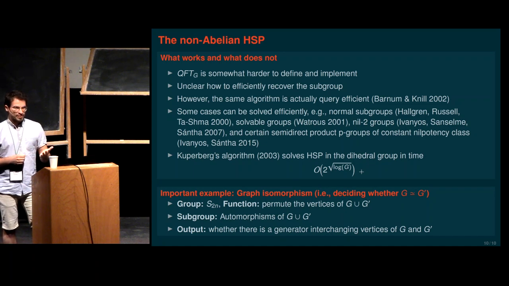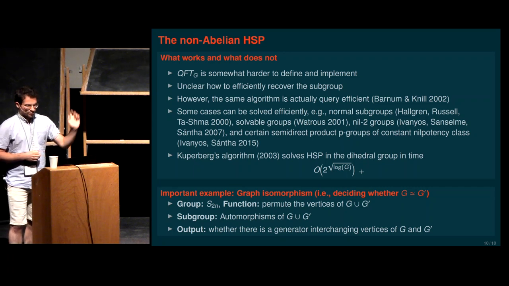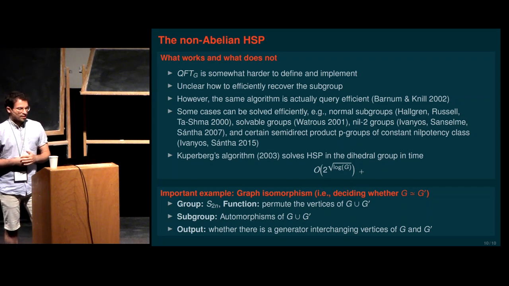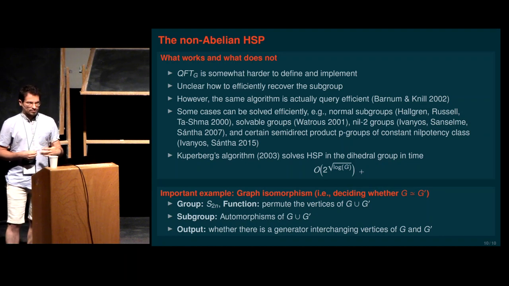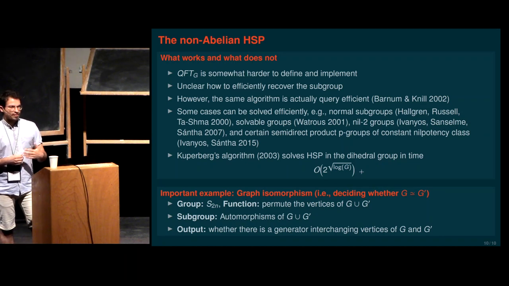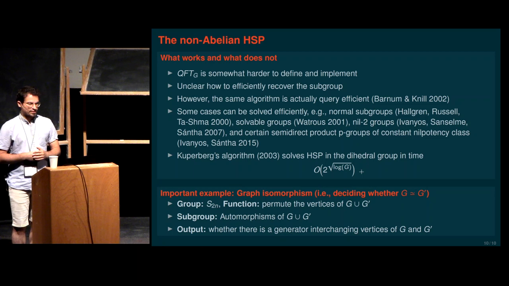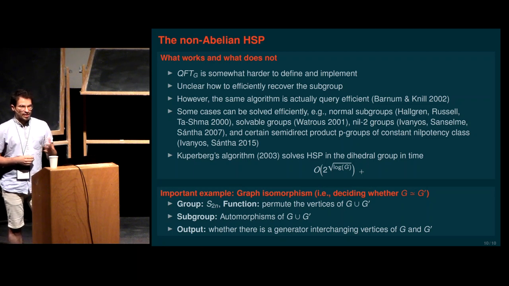The main problem is that when you do this standard algorithm that I showed you, just prepare a uniform superposition, query the function, measure, you don't know how to recover the subgroup from whatever you see there. If you remember, the most challenging part was to understand what information we get out after measuring this state, and it was somehow implicitly encoding the subgroup and giving constraints. This gives rise to an efficient procedure in the abelian case, but for non-abelian groups, we really don't know how to recover the group from this state.